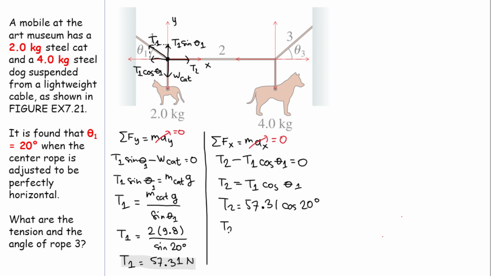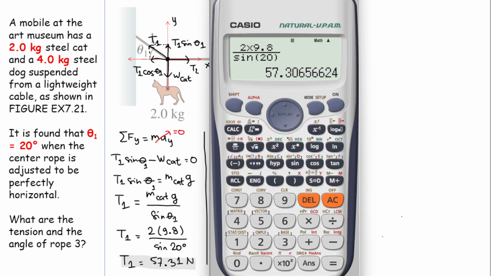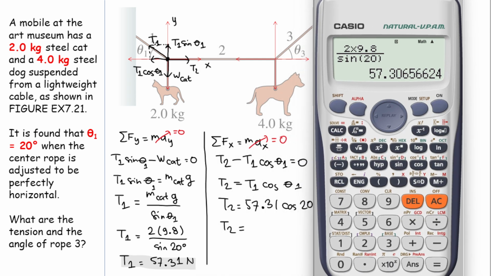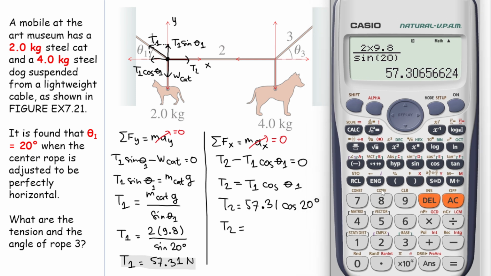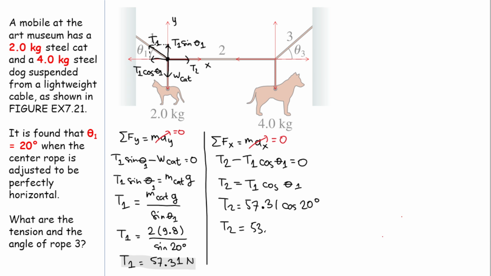And so we will have T2 here is this number. Let's just plug that in: 57.31 cosine of 20. And I will have 53.85. And the unit here will be in Newtons. Good.